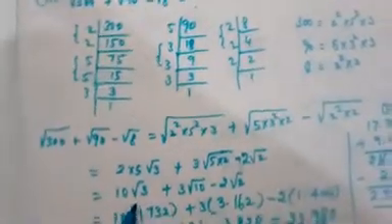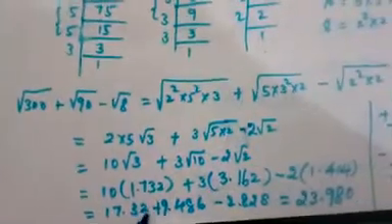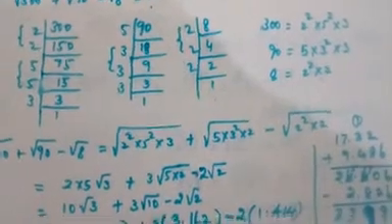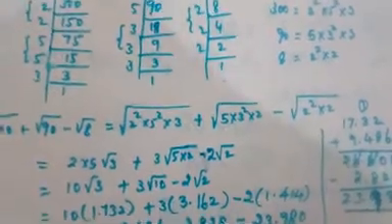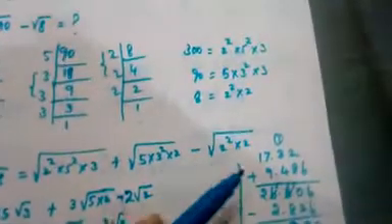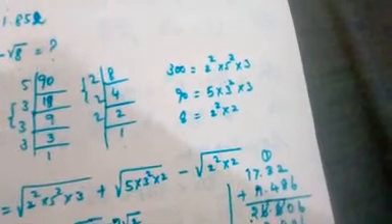Now we have to substitute the values of root 3, root 10 and root 2, then multiply. So 10 into 1.732 is 17.32. 3.162 into 3 is 9.486. Then 1.414 multiplied by 2 is 2.828. So now you have to simplify this. 17.32 plus 9.486 is 26.806. You have to subtract 2.828. So the answer is 23.980.